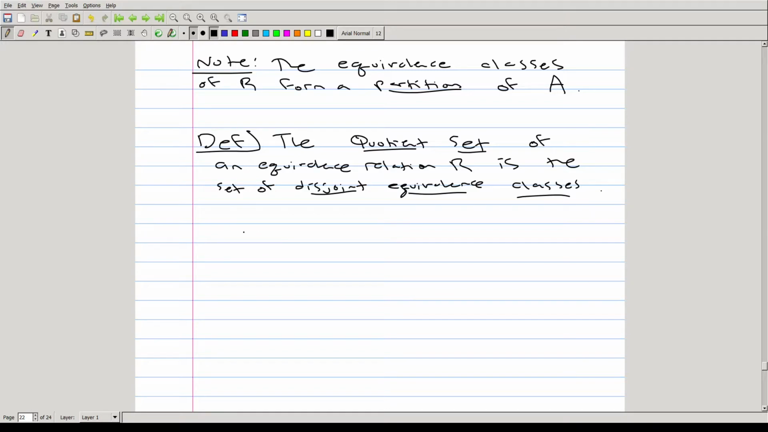So if we consider the set, we call the notation quotient set, we use the division symbol: A divided by the relation R, sometimes called A divided by tilde. This is the set of all equivalence classes for all elements a in A.